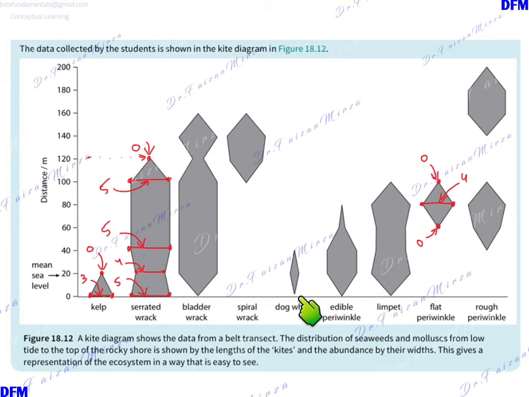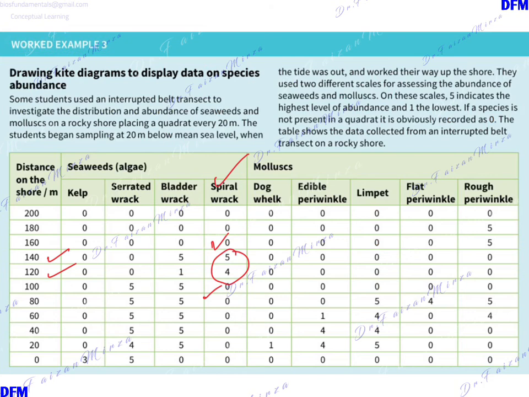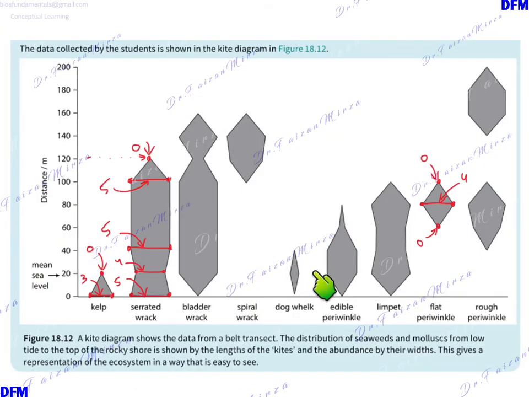So for example, dog whelk, you can see dog whelk is just absent here at 0. It's absent at 40, and at 20 you can see that its abundance is very low as compared to all the kites. So you can probably interpret this. We go to dog whelk. What do we see? In dog whelk we see that it's 0 at 0, 1 at 20, and 0 at 40. So this one is represented by 1 unit width in this region where the dog whelk was shown to you.